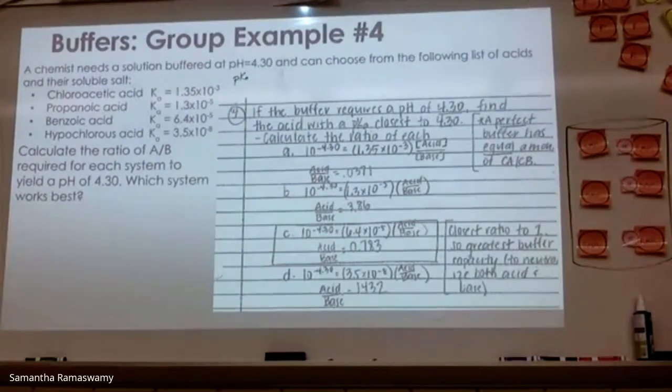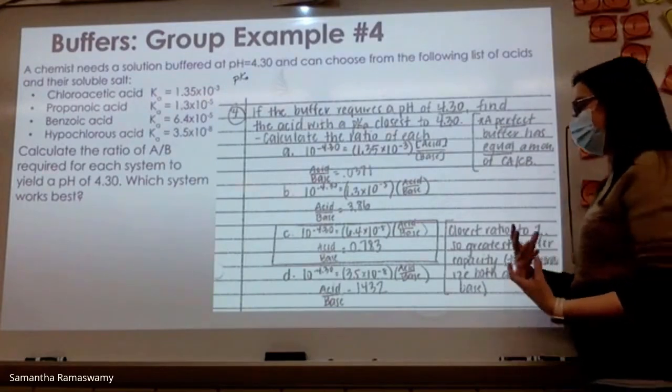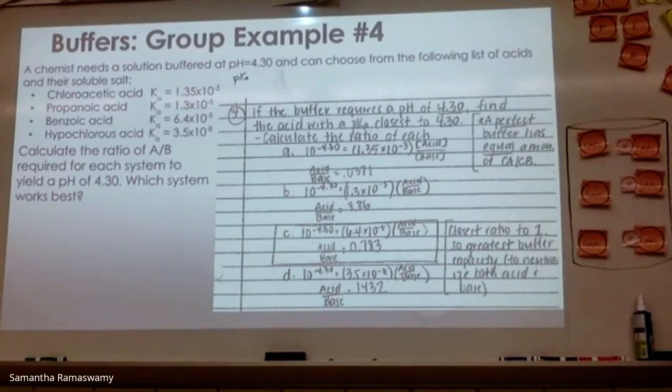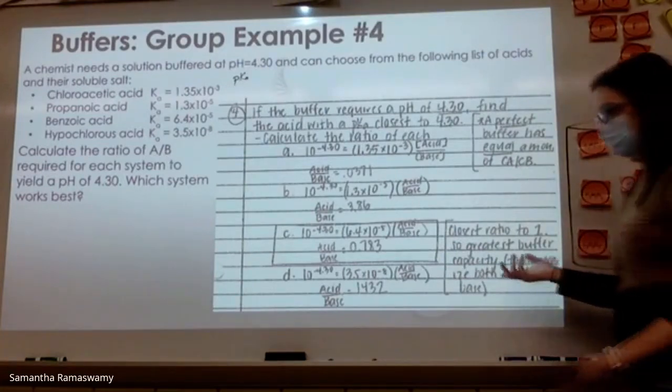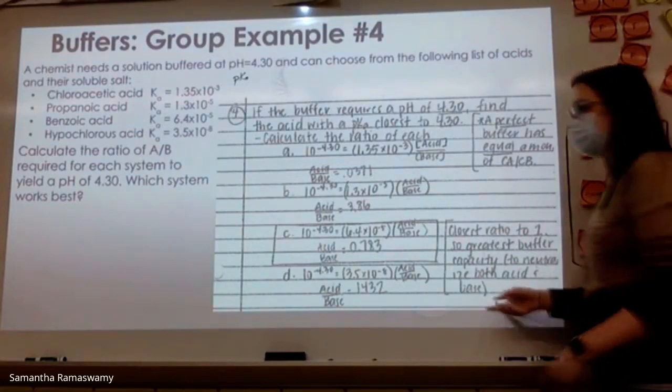Another thing that you will probably see on a quiz or test is asking about buffer capacity. Remember, the higher the concentrations, the better the buffer. Concentrations of 1 molar is much better than 0.1 molar.